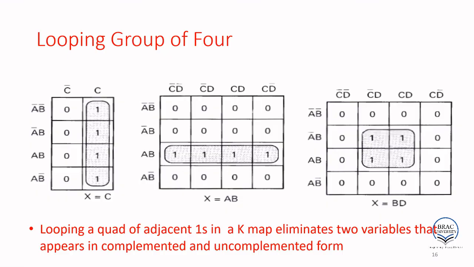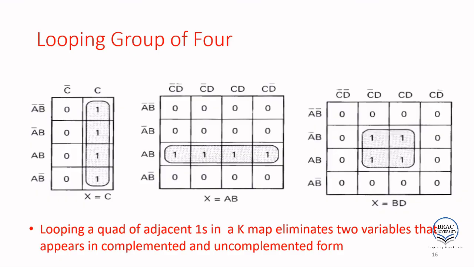Looking at a group of 4. Here this 4 is a group, this 4 is a group, this 4 is a group. Looking at a quad of adjacent 1s in a K-map eliminates two variables. Like you have A, B, C, D, 4 variables, so it eliminates two variables. Here it is 3 variables A, B, C, so 2 eliminate and it becomes 1 variable. 4 variables, 2 eliminate, it becomes 2 variables.